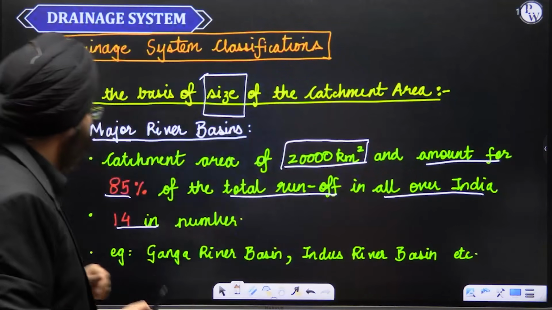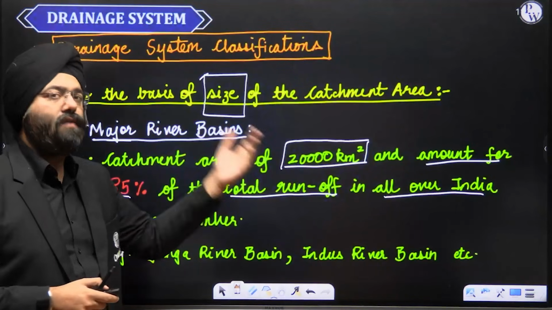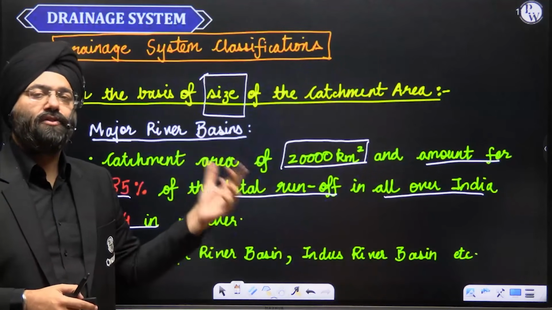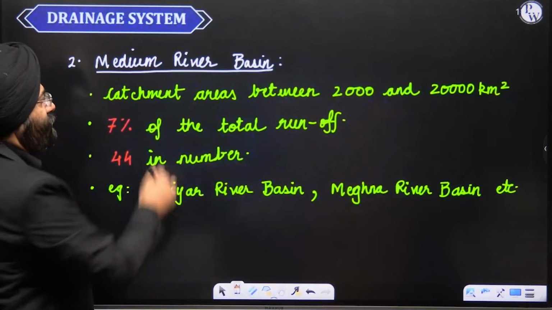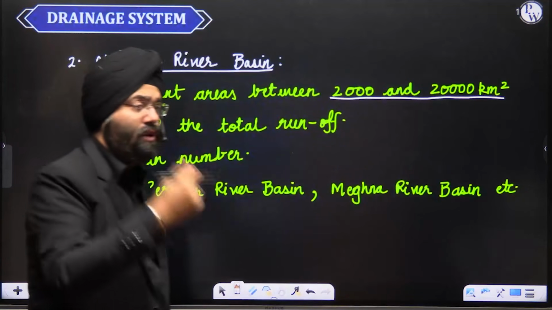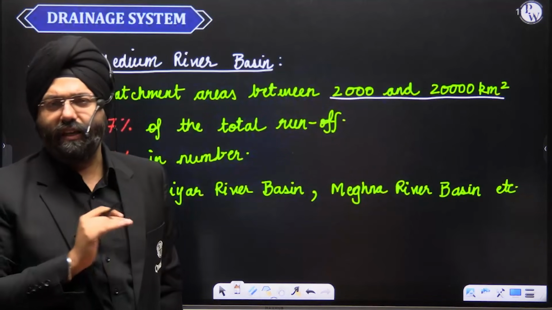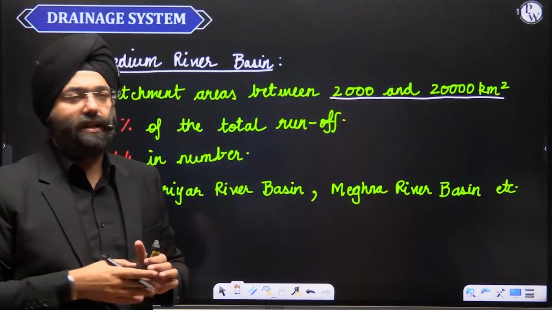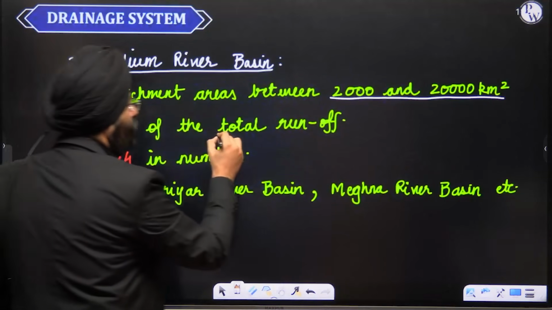Clear? Now let's see. Out of the total water that is flowing, the total runoff that is taking place, these contribute close to 85% because of their large size, along with the various tributaries that are associated. Next is medium river basins. Now the catchment area lies between 2,000 and 20,000 square kilometers. So 20,000 square kilometers and above was categorized into the major river basins. Now, from 2,000 to 20,000 square kilometers, it is medium river basins. They contribute 7% of the total runoff.